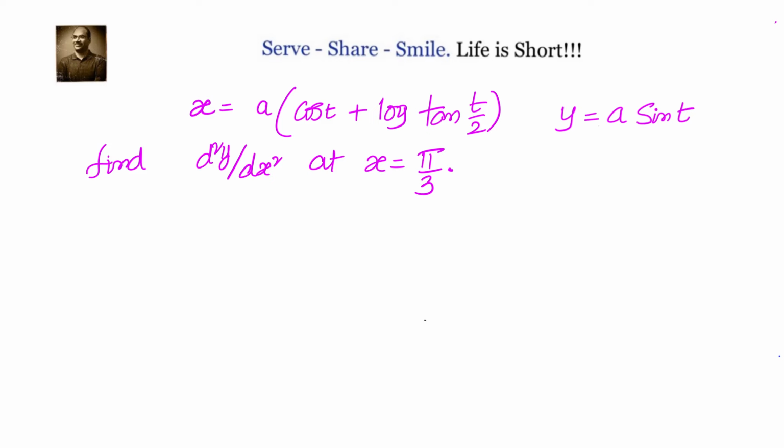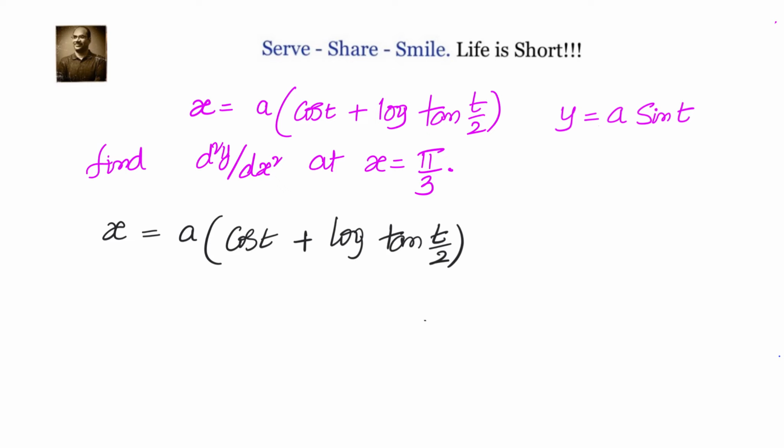We have been given x equals a into cos t plus log of tan t by 2. Let's write that down. Then we will differentiate with respect to t. We'll find dx by dt, then also dy by dt. dy by dx is dy by dt divided by dx by dt. Once we get dy by dx, then we'll see how to find d square y by dx square.